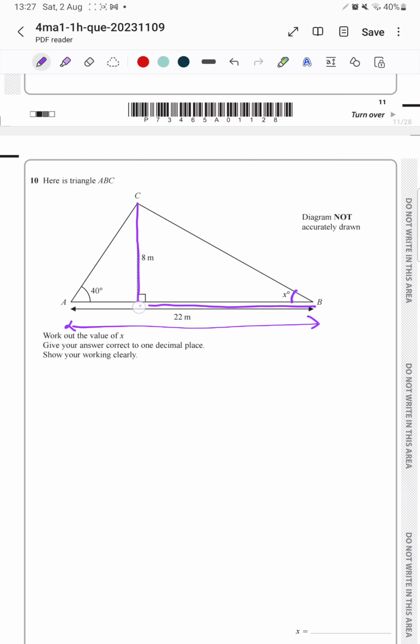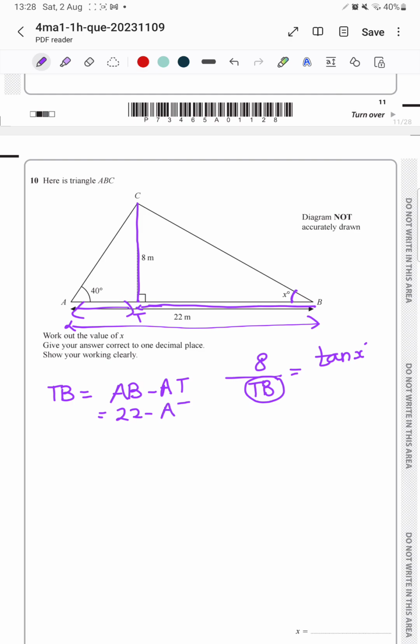So if somehow I can find out this length, because I can find out this one if I know this part. So I have to do 8 over something. Let's say this point is T. So TB is going to give me the tangent of angle x degrees. So my job is now to find out this TB. And to find out this TB, I'm going to use the concept of AB minus AT. Now AB is 22, but AT I have no idea, but we can find it out.